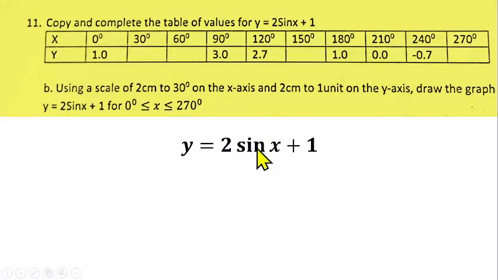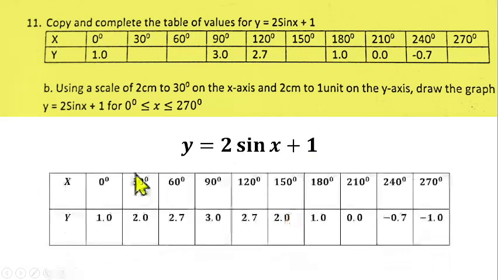You have 2 sine 0 plus 1. Sine 0 is 0. 2 times 0 is 0. Then 0 plus 1 gives us 1. So you have this 1.0. The next one, put your 30 here. So you have 2 sine 30 plus 1. Press the calculator. That gives us 2.0. Then the next one will be 60. So you have 2 sine 60 plus 1. That gives us 2.7.